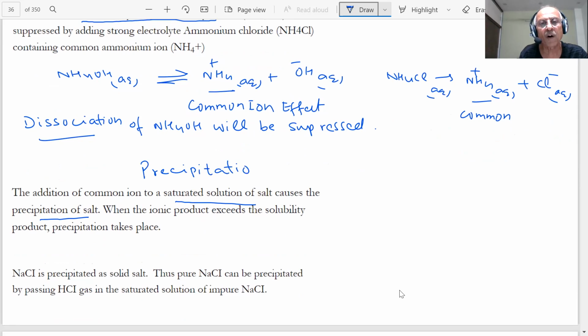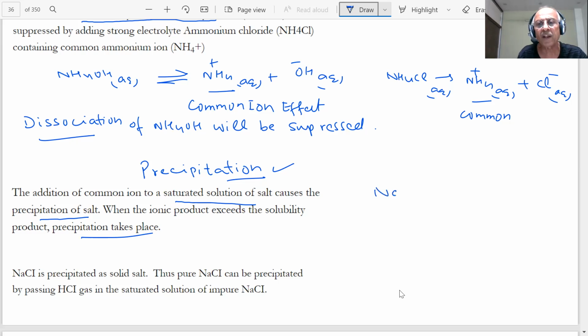What do you observe there? A precipitation reaction. In group 3, 4, 5, or whatever groups there are, you are adding ammonium hydroxide, then you are adding ammonium chloride. So the result is that this saturated solution of salt causes precipitation of the salt. When the ionic product exceeds the solubility product, precipitation takes place. We will explain what the solubility product is in this lecture. So what is the result of this, students?